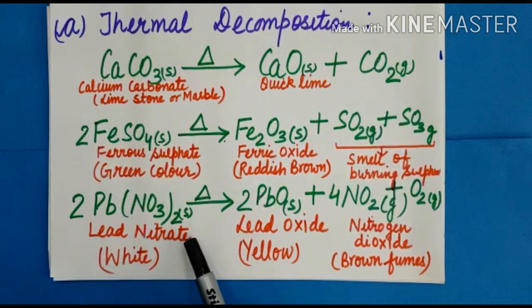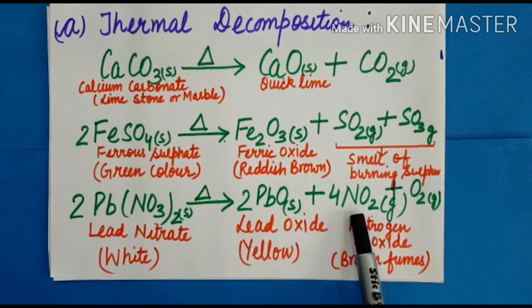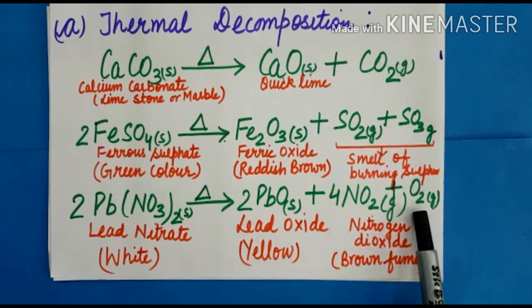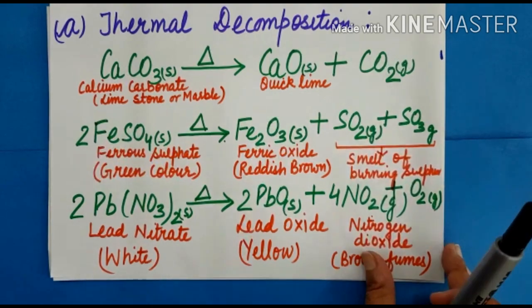When lead nitrate crystal is heated, which is white in color, then it is converted into lead oxide, that is yellow in color, and nitrogen dioxide and oxygen are formed. Nitrogen dioxide can be seen in the form of brown fumes, and O2 is an odorless and colorless gas. So these observations are very important.